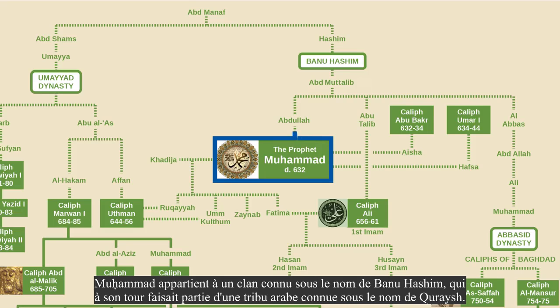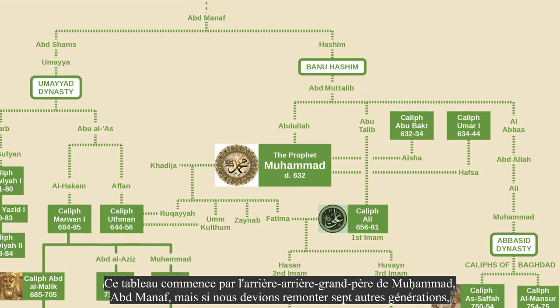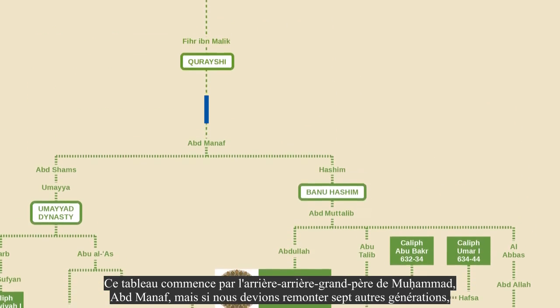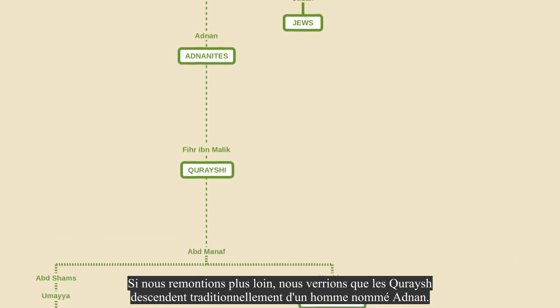Muhammad belonged to a clan known as the Banu Hashim, which in turn was part of an Arab tribe known as the Quraysh. This chart starts with Muhammad's great-great-grandfather Abdul Manaf, but if we were to go back another 7 generations, we would find that he descends from a man named Fihr ibn Malik, who was the progenitor of the Quraysh tribe.